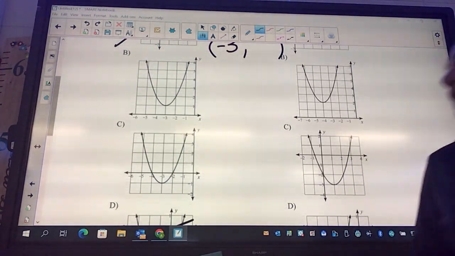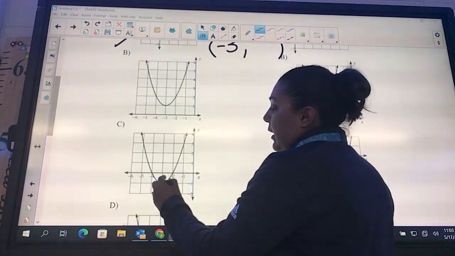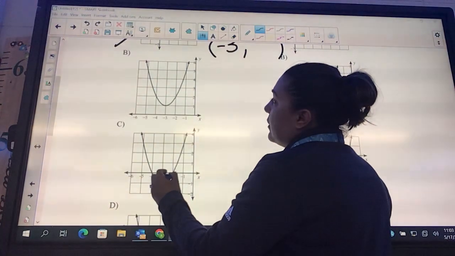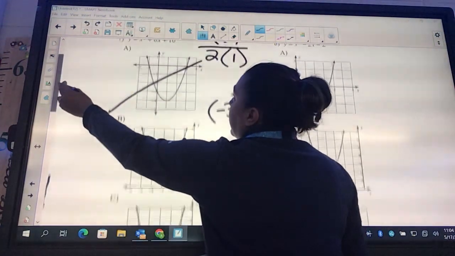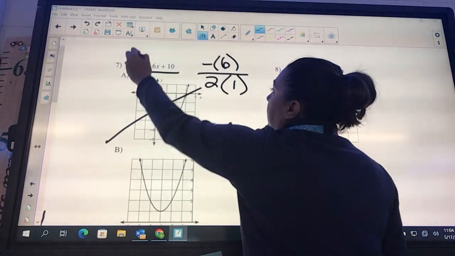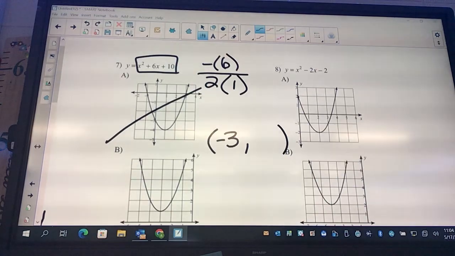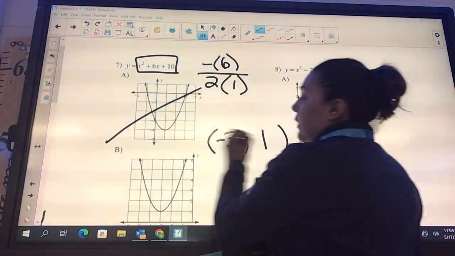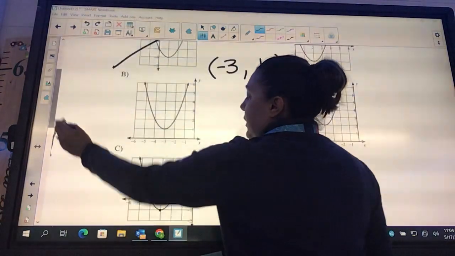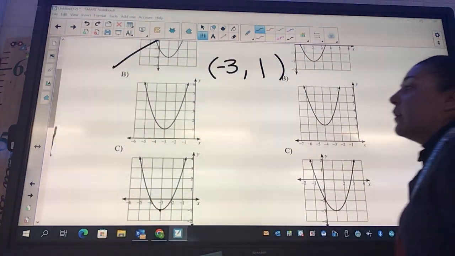One's lower than the other. One's up 1, one's down. And then if we look at this too, I think the slopes are the same. And so you're going to have to type it in and see what you get. So everywhere up here, type in negative 3. I got negative 1. Negative 1? Positive 1? Yeah. So negative 3, positive 1. Which of these vertexes is at negative 3, positive 1? B.